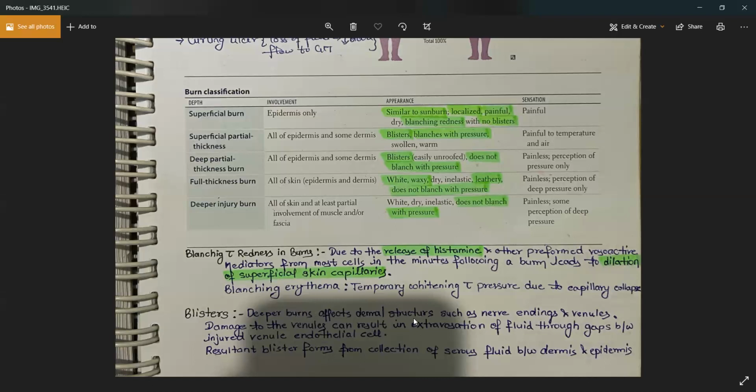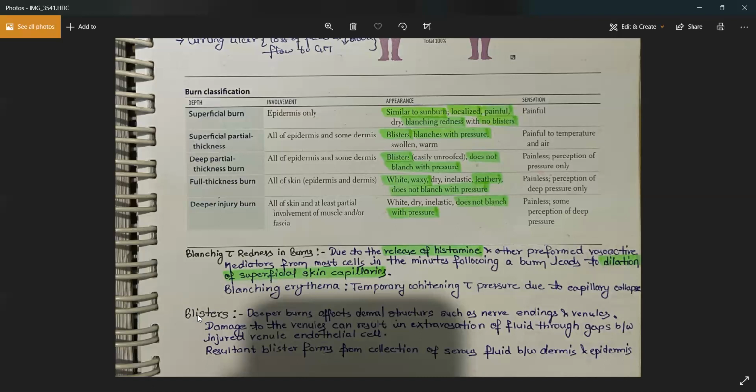It is because of the extravasation of the blood through the gaps between the venules of the endothelial cells, and because of the destruction of the blood vessels itself, right? So it will result in blisters from the collection of the serous fluid between the dermis and the epidermis, right? So please know the causes of the redness, of the blanching, and the cause of the blistering. Any doubt?